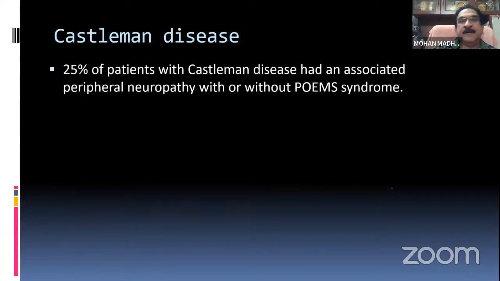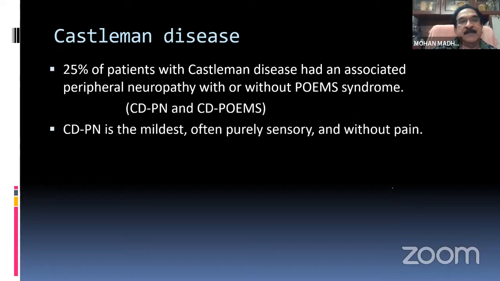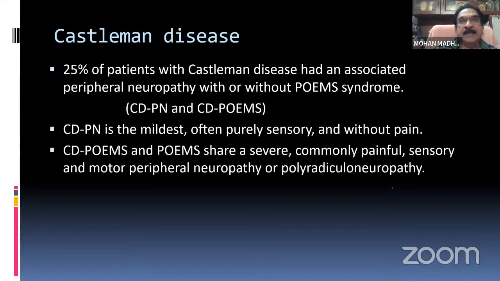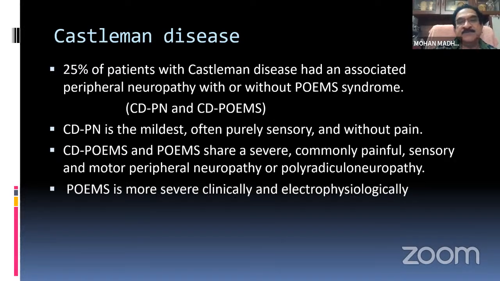Now, regarding the neuropathic part, 25% of the patients with Castleman disease had an associated neuropathy with or without POEMS syndrome. If it is a peripheral neuropathy alone, it's the mildest, often purely sensory without pain. In CD with POEMS syndrome, or POEMS syndrome without Castleman disease, there is a severe, commonly painful sensorimotor neuropathy and polyradicular neuropathy. Those associated with POEMS are more severe clinically and electrophysiologically. That is, POEMS without Castleman disease is more severe compared to Castleman disease with POEMS.